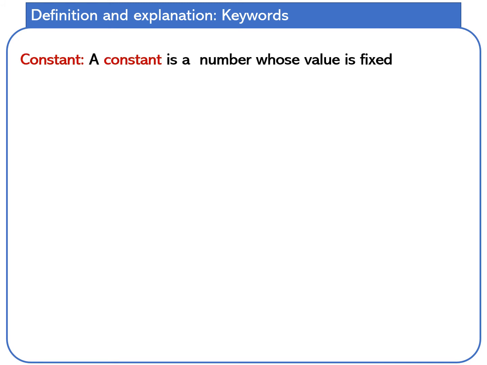A constant is a number whose value is fixed. So we've got numbers such as pi, 3.14. That number does not change. Also other famous numbers such as phi, the golden ratio, 1.618. Again, that is a fixed number.